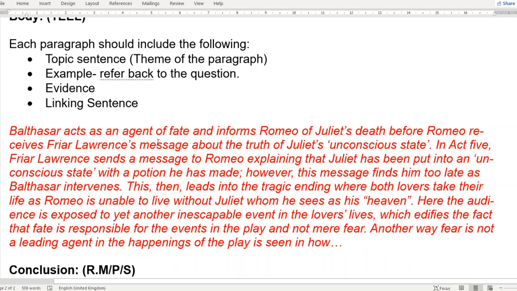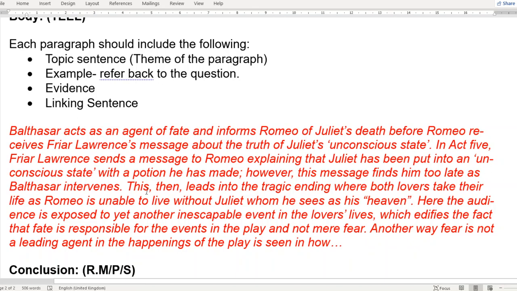Balthazar acts as an agent of fate and informs Romeo of Juliet's death before Romeo receives Friar Lawrence's message about the truth of Juliet's unconscious state. So basically, the first sentence here is my topic, right? It's my theme. So now I carry on here, basically not restating it, but re-explaining what I imply. This first sentence will have what I'm going to speak about, the main theme of this paragraph. And then I'll go on to evaluate or unpack that topic.